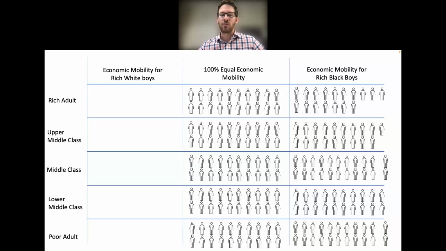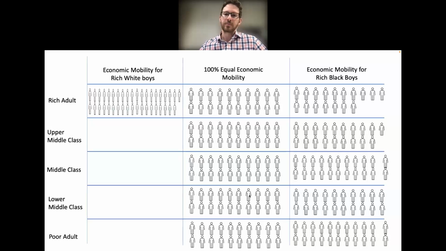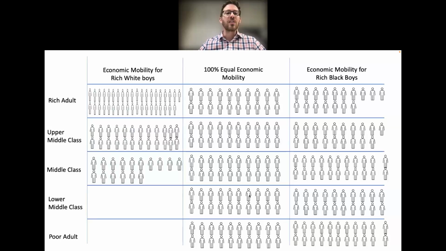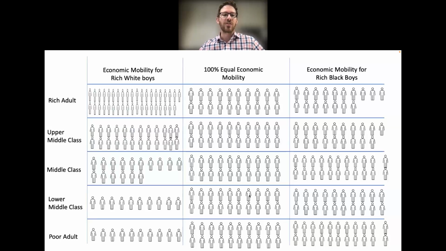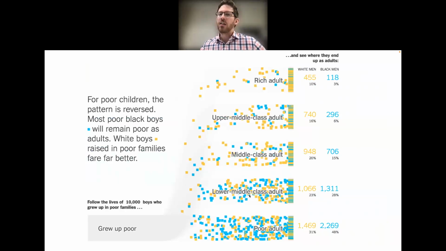However, for rich white boys, we see that 39% of them will stay rich, 24% will be in the upper middle class, only 16% will fall to the middle class, and only 10% will fall each to the lower middle class and the poor adults. So for white boys, wealth actually is quite a protector. Your family's wealth is quite a protector for you to stay rich as you get older. Now, what about the reverse?